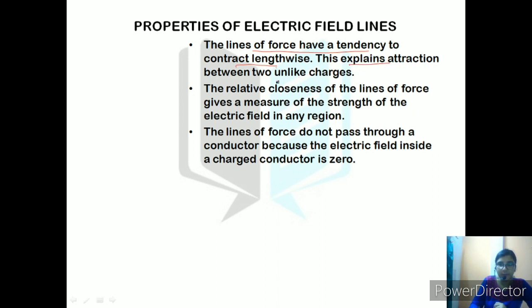Now the next property is that the lines of force have a tendency to contract lengthwise. This explains the attraction between two unlike charges. For that, let's consider one case. Suppose the electric lines of force go from positive to negative. This is one electric field line, drawn from the positive charge to the negative. Between the positive and negative charge there is attraction. And what the property is saying is that these lines of force have a tendency to contract lengthwise. That means they will tend to have minimum length.